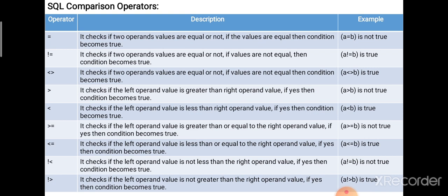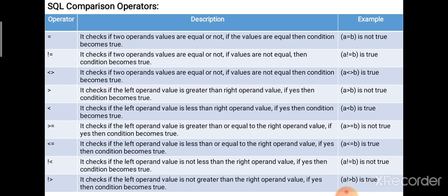Okay. Next symbol is greater than or equal to. It checks if the left operand value is greater than or equal to the right operand value. If yes, then the condition becomes true. Okay. So our example gives not true as the answer. Next, less than or equal to. It checks if the left operand value is less than or equal to the right operand value. If the condition is satisfied, the answer is true. So based on our example, it is true.